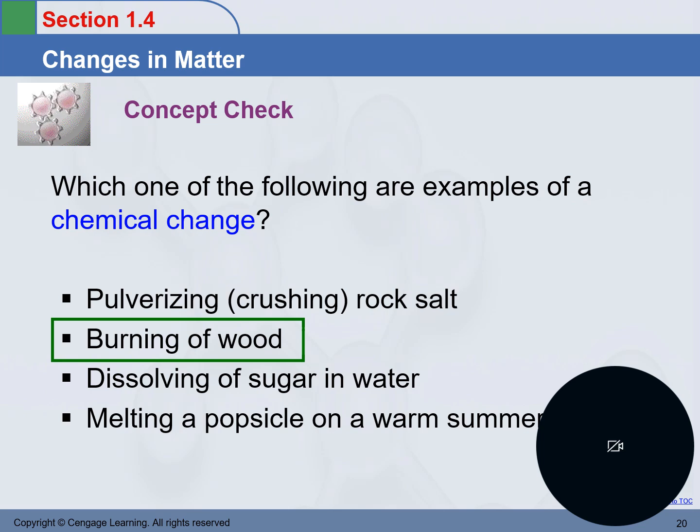Burning wood, you cannot get your wood back. You have ash, you have smoke. That's a definite chemical change taking place. Dissolving sugar in water might be challenging, but if you were to evaporate the water, you would get your sugar back. Same thing is true with melting a popsicle. If you could collect that popsicle and put it back in the freezer, you could get your popsicle back.